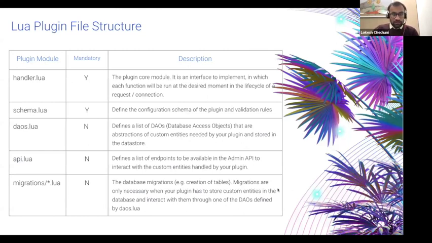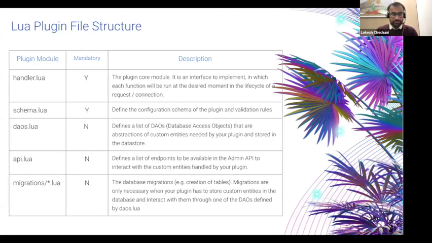So primarily there are two files which are mandatory. One is handler.lua, which is the core interface to implement. It contains all your phases, like the request phase, the access phase, the content phase, plus the log phase. So all your custom logic will go into this particular file.